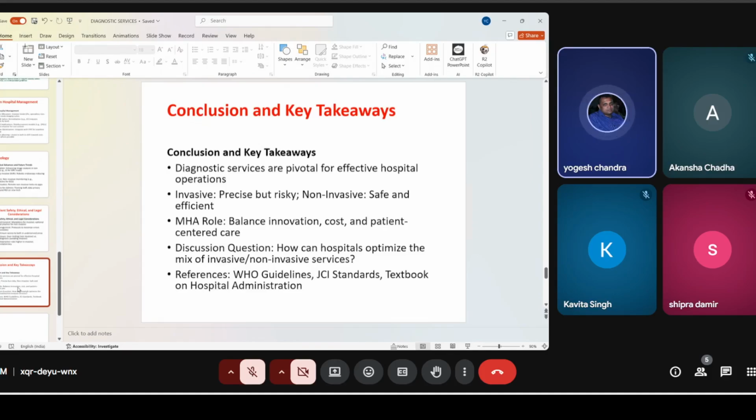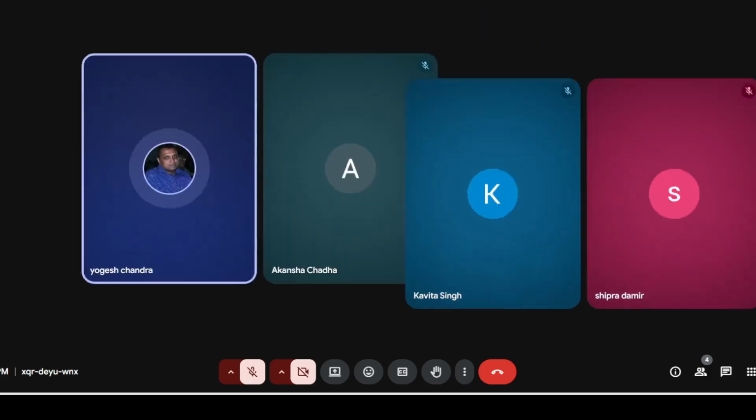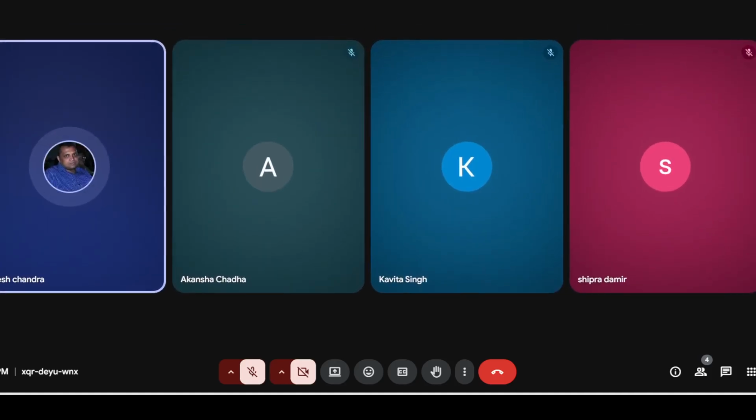And these are a few questions you can think about. How can a hospital optimize the mix of invasive and non-invasive services? Just for thinking, as a hospital administrator, you can think about that. And these are the references I have mentioned for this particular class. Okay, so for today, this is all from my side. And I hope with this lecture you have some idea why we talk about invasive diagnostic services, or non-invasive diagnostic services.